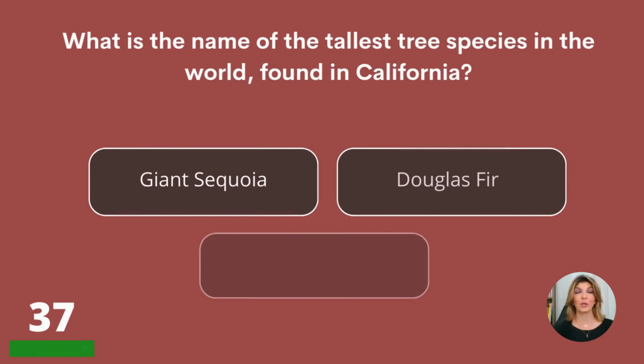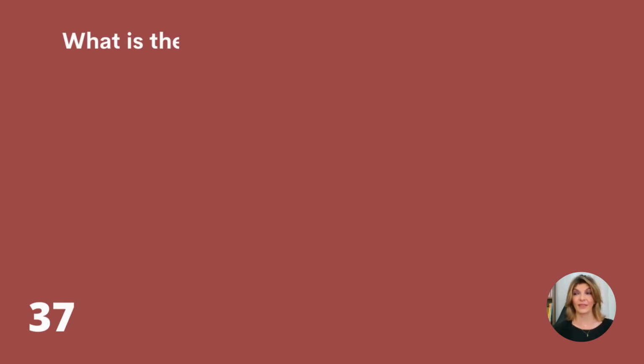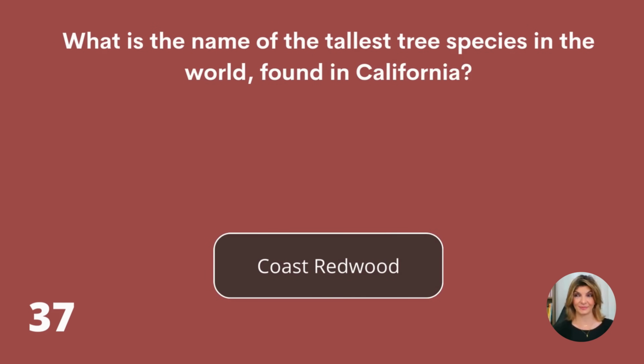What is the name of the tallest tree species in the world found in California? The giant sequoia, the Douglas fir, or the coast redwood? The coast redwood.